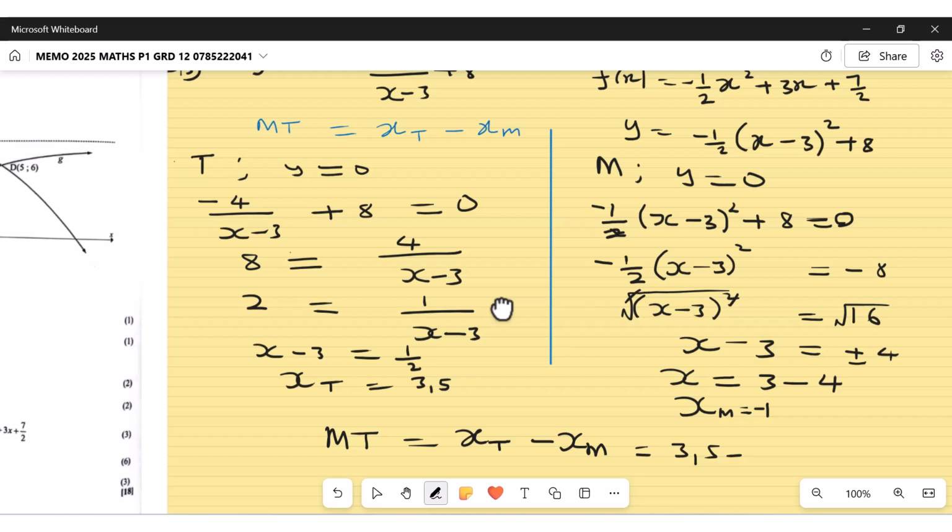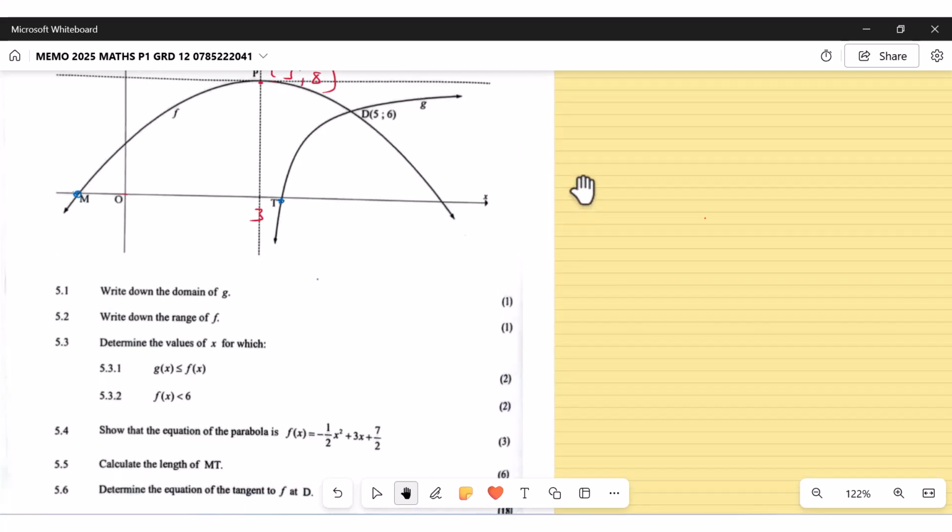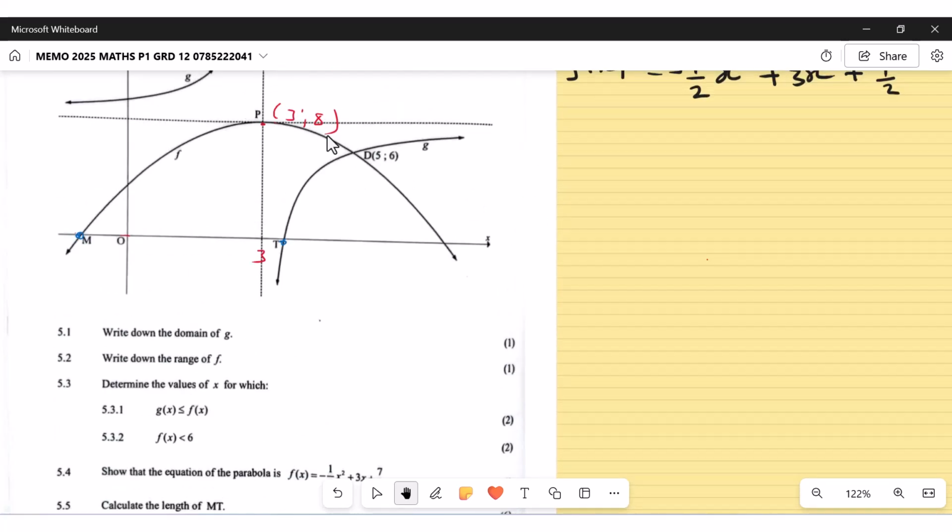Yes, question 5.6 now. It says determine the equation of the tangent to f at D. Now, guys, we want the equation of the tangent at point D to this function, which is the parabola here. Our tangent could look like this one here. Let me draw one for you. I don't know if you remember, guys, what did we say a tangent is? A tangent is a line that touches the function at only one point.